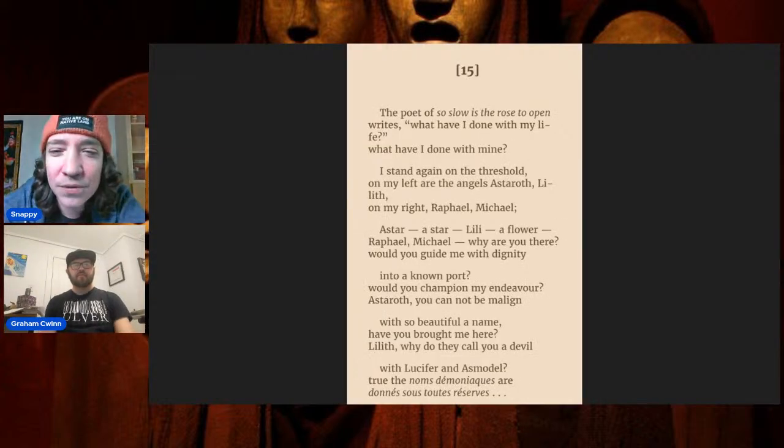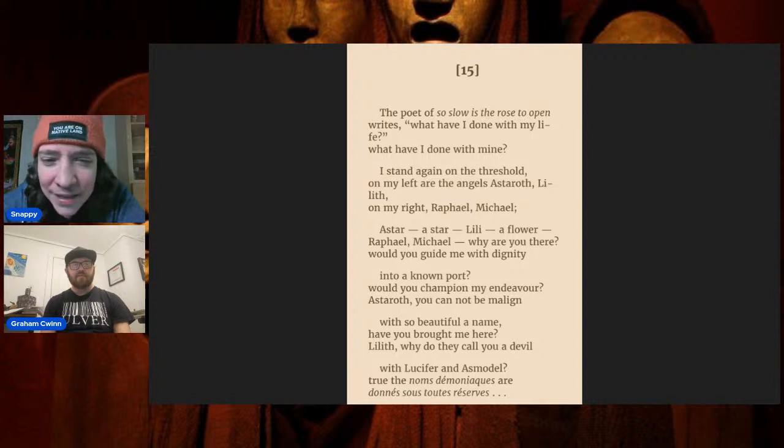The poet of so slow is the rose to open writes, what have I done with my life? What have I done with mine? I stand again on the threshold. On my left are the angels Astaroth, Lilith. On my right, Raphael, Michael. Astar, a star, Lily, a flower, Raphael, Michael. Why are you there? Would you guide me with dignity?